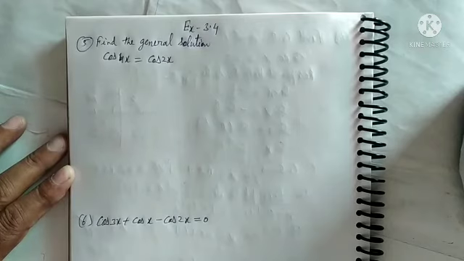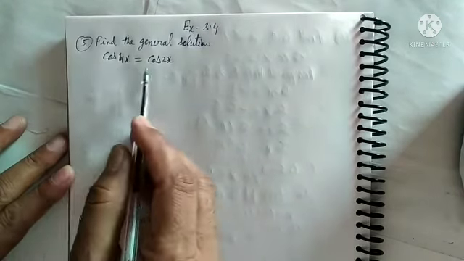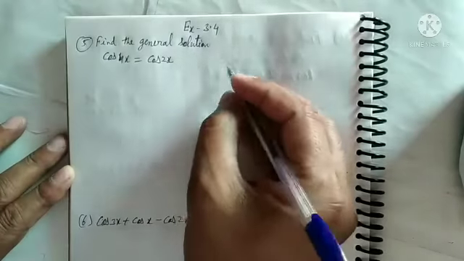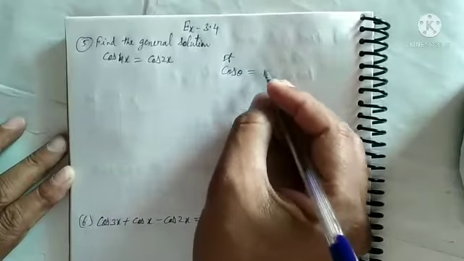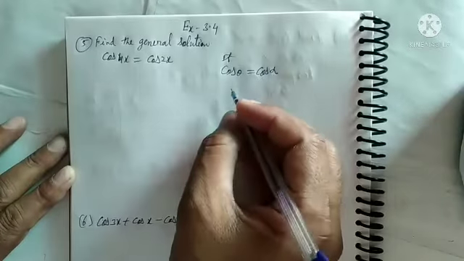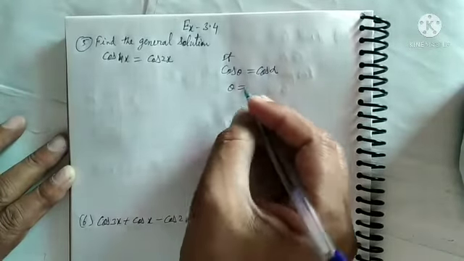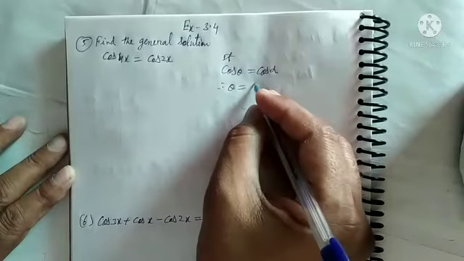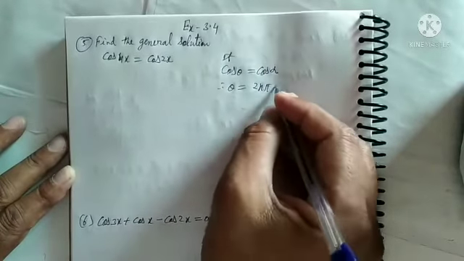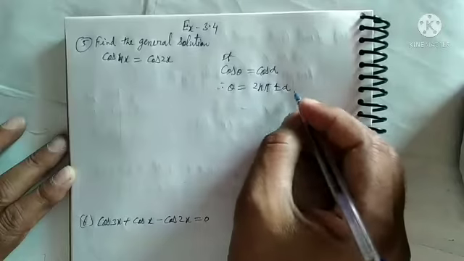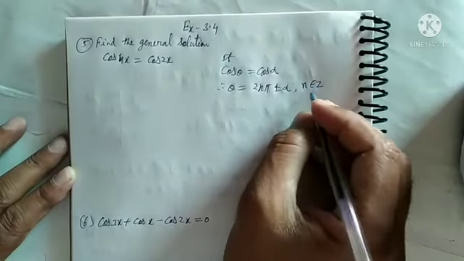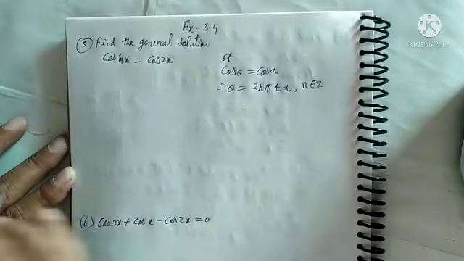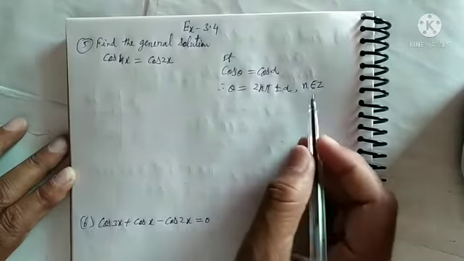Guys, what are you observing over here? Here we are looking at one formula, one identity. What is that identity? You know that if cos theta is equal to cos alpha, then theta is equal to 2n pi plus minus alpha, where n belongs to integers.